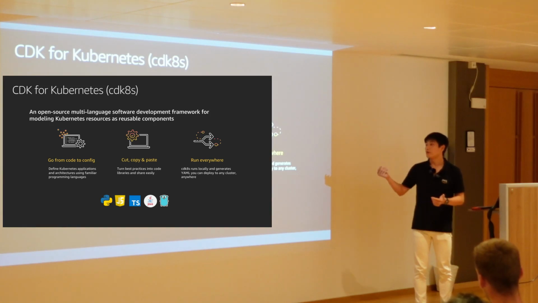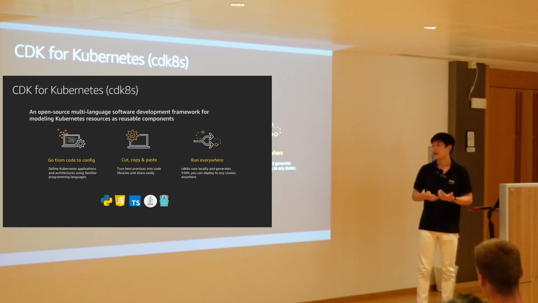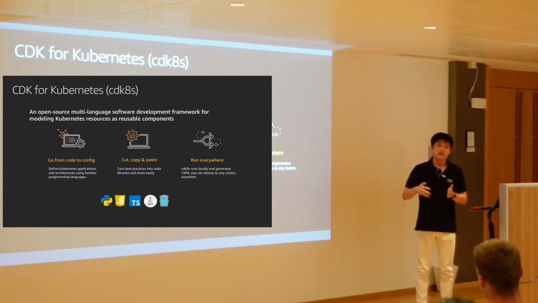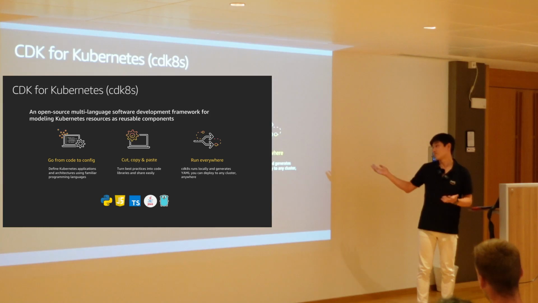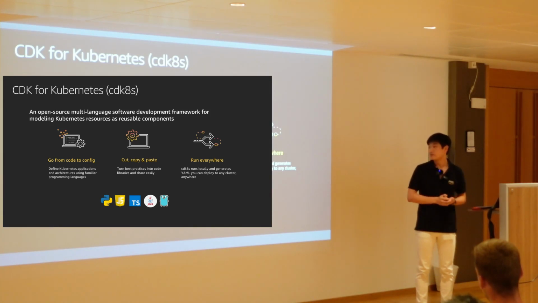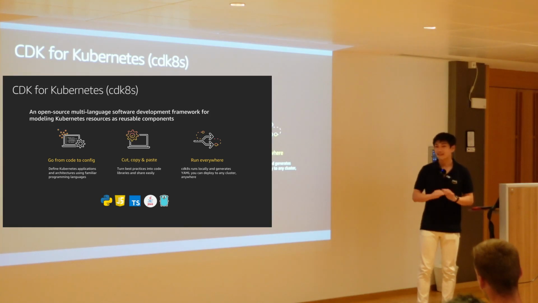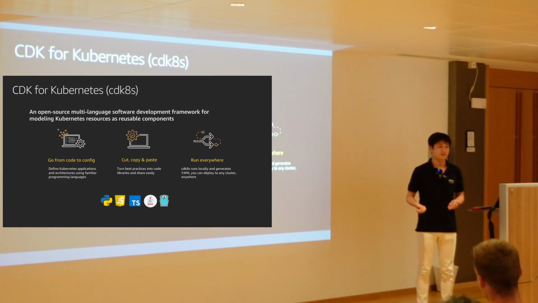It can help you define Kubernetes applications and architectures using the language that you're familiar with. It currently supports five languages: Python, JavaScript, TypeScript, Java, and Go. The benefit of being a coding language is that you can leverage best practices from libraries and share with others easily. One very important thing: it does not only work on AWS, it works on Kubernetes everywhere, because what it generates is just a pure Kubernetes manifest. You can apply it to different clusters as you want.